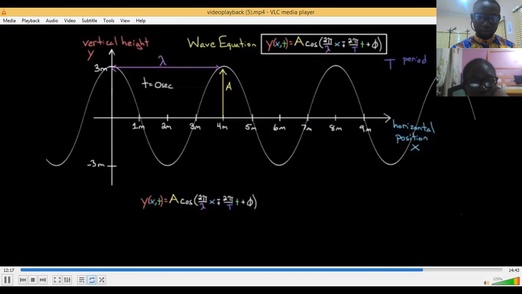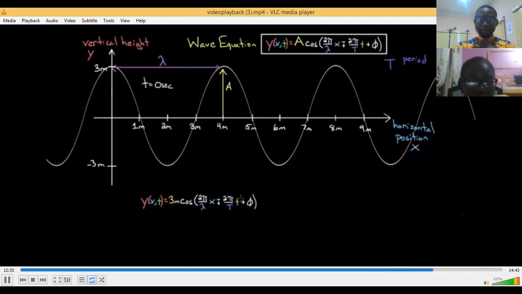So let's do this. What would the amplitude be? That's easy. It's still 3. The wave never gets any higher than 3, never gets any lower than -3, so our amplitude is still 3 meters. And since at x equals 0 and t equals 0, our graph starts at a maximum, we're still going to want to use cosine.